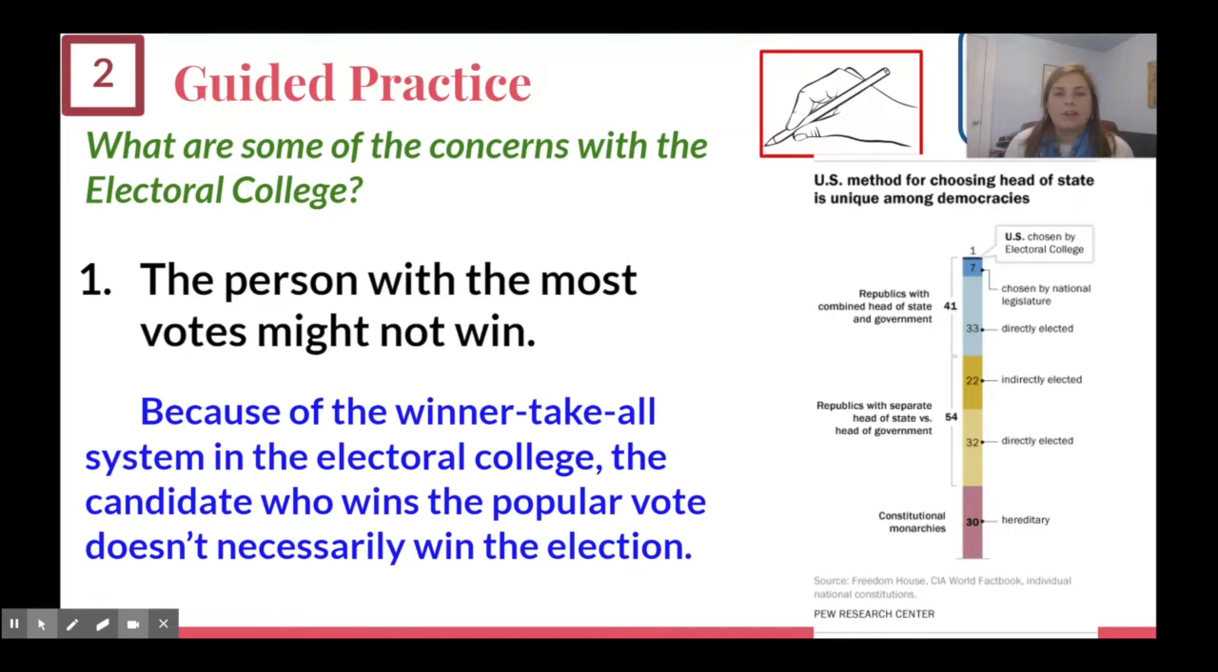Let's take a look at this graphic on the right. According to the graphic, we are the only nation with a republic that chooses our head of government this way. Remember that a republic is just another way of saying we have a representative democracy, meaning that we vote for people to represent us. So the vast majority of republics are directly elected, meaning that they're elected through a popular vote. So just the person with the most votes wins. So if most other republics in the world are functioning this way and they're successful, why aren't we doing the same thing? Why do we still have it that the person who doesn't win the most votes can still win?